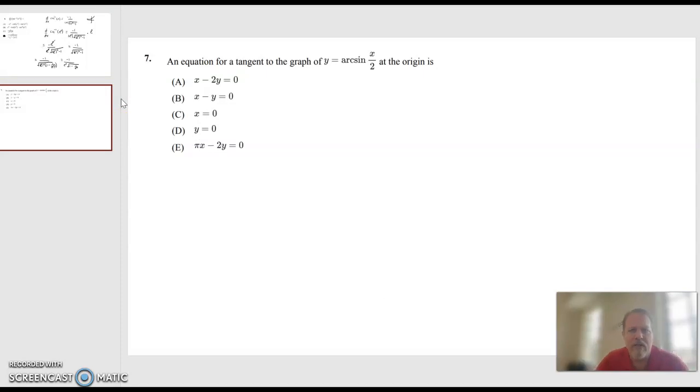Alright, number 7, second one. So this is the equation for a tangent. This is an equation, not just the tangent, but the equation for the tangent line to the graph of y equals arc sine of x over 2. So arc sine of x graphs like, see, here's the sine function.